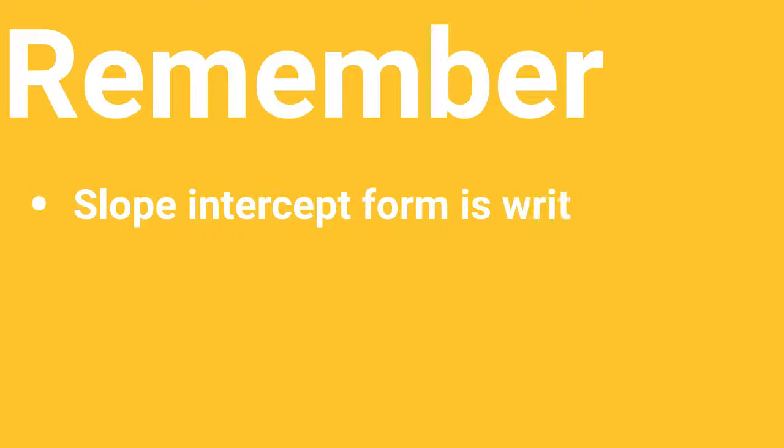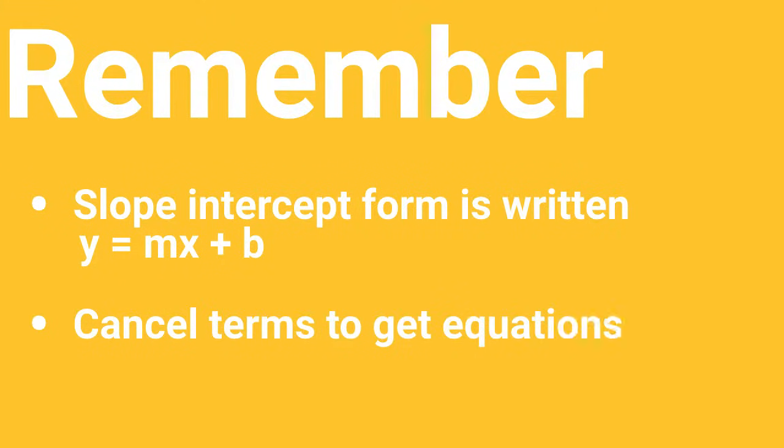So from today, remember, slope-intercept form is written as y equals mx plus b, and that you should cancel the terms to get equations into this form.